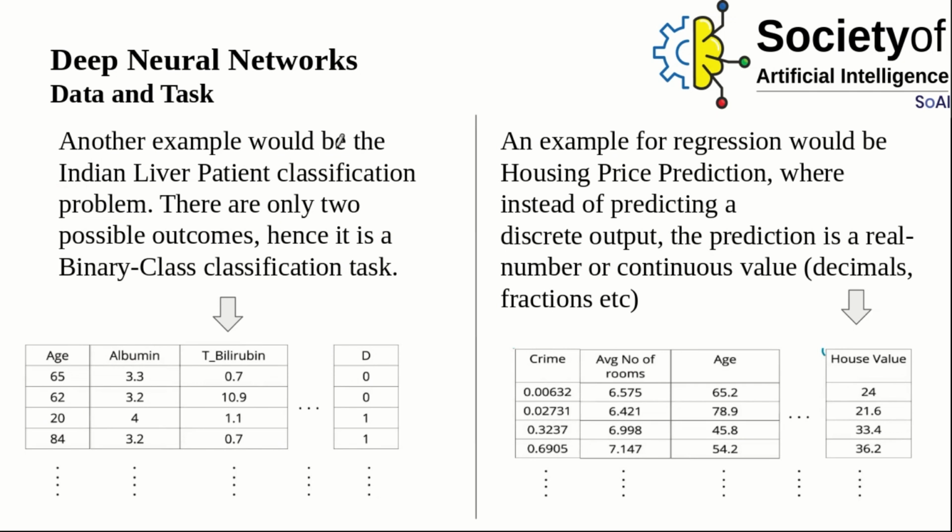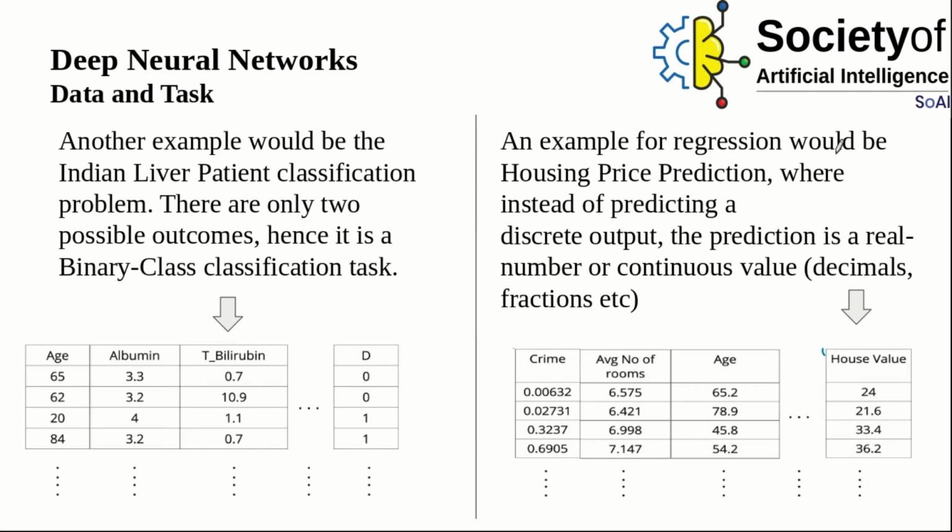Now, another example would be the Indian liver patient classification problem. There are only two possible outcomes. Hence, it's a binary classification task. As we can see here, the value returned is either 0 or 1.